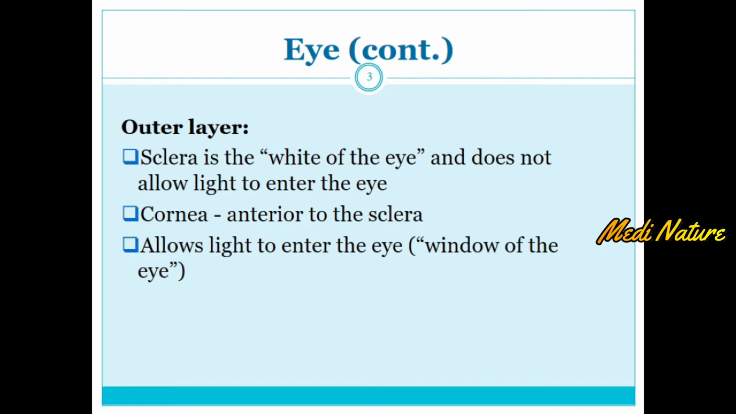When we are considering the outer layer, the major part is formed by the sclera. It is called the white of the eye, which does not allow light to enter into the eye. But the anterior part of the sclera, which is called the cornea, allows light to enter into the eye. Therefore, it is called the window of the eye.